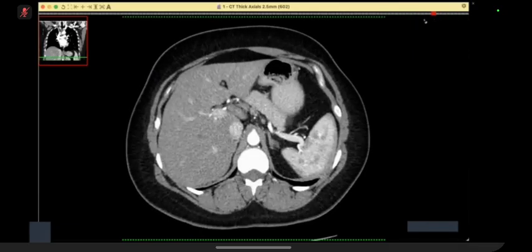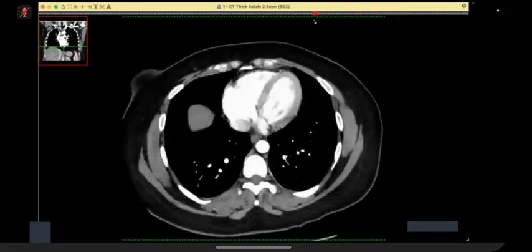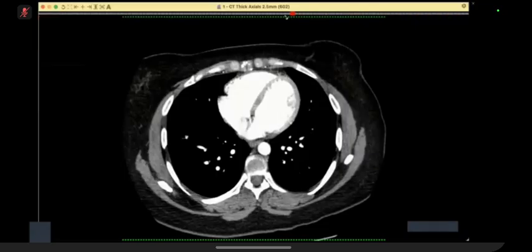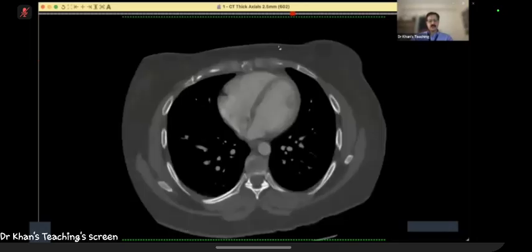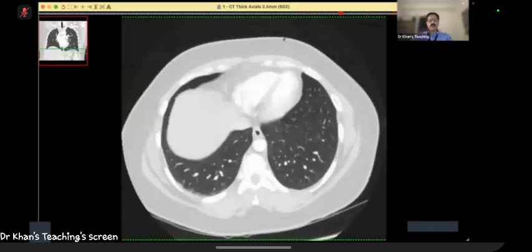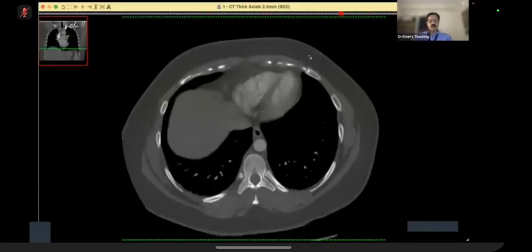Okay, so the upper abdomen is unremarkable. So what have you picked up till now? Mediastinal lymphadenopathy, enlarged mediastinal lymph nodes. Just leave the mouse, please. I just want to make a point that on lung window, everything was normal.